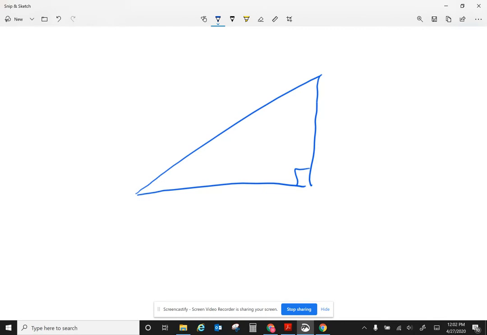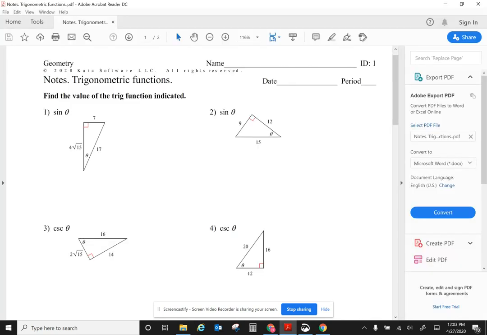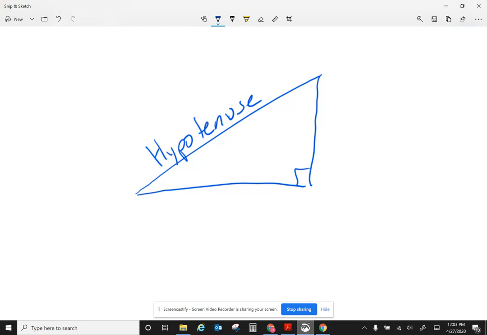We know that the big side is called the hypotenuse. Now the other sides, one of them is called opposite and one of them is called adjacent. Opposite means far away from, and adjacent means close to. Think of when you're walking on the street, the opposite side of the street is the side away from you. Adjacent means close to or next to.